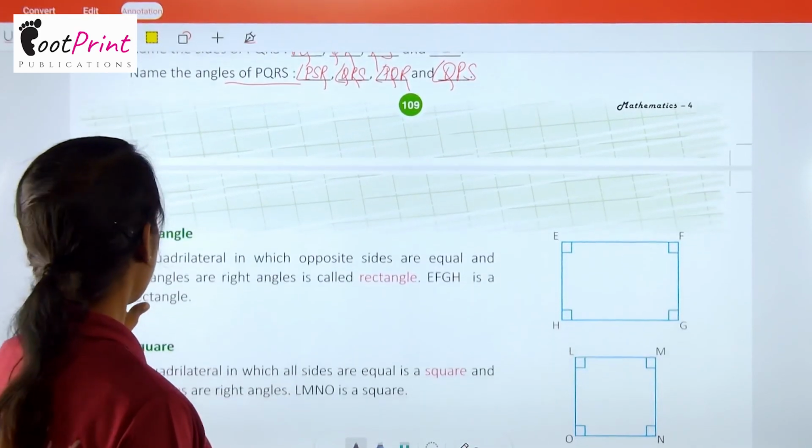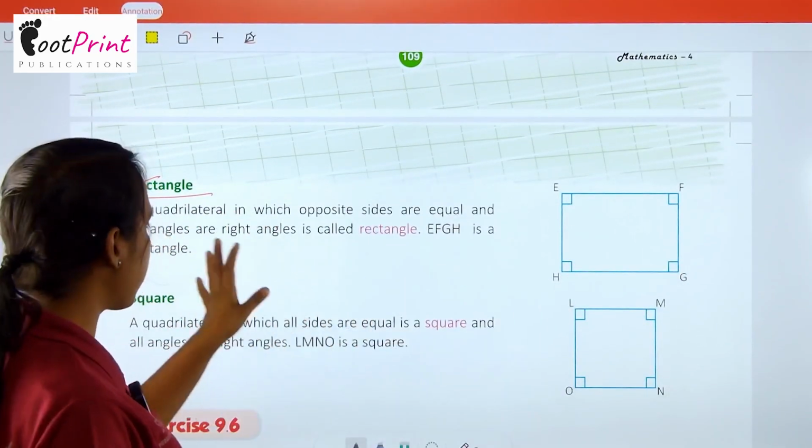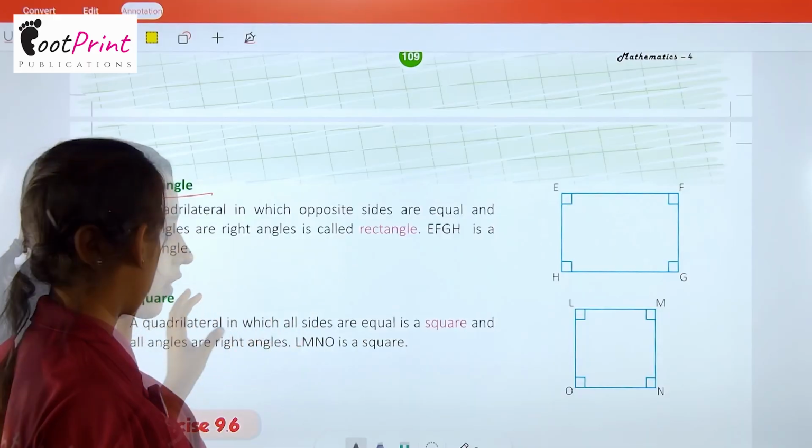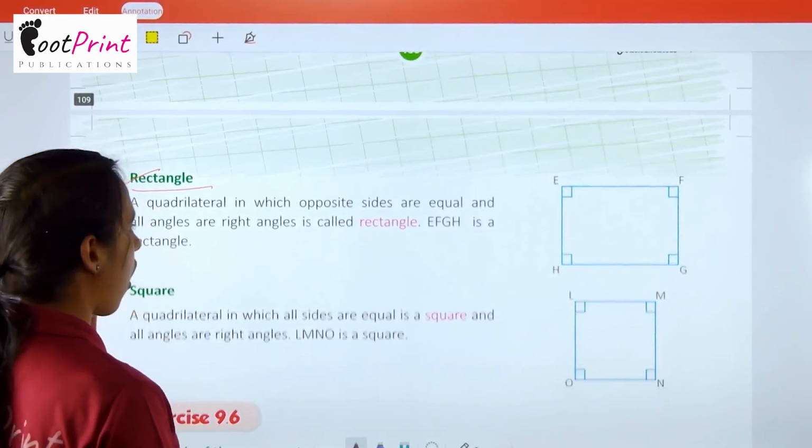Okay. Now we have different types of quadrilateral. So here first one is rectangle. So rectangle is also a quadrilateral, but it has some properties that show that the given shape is a rectangle. So how do we classify that?